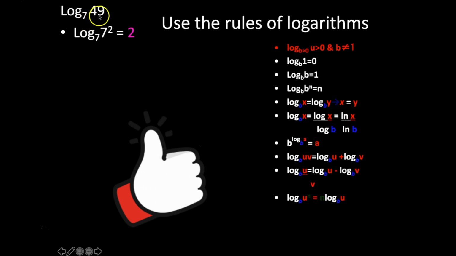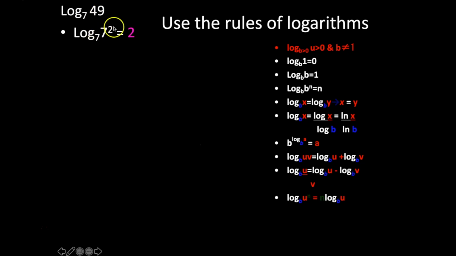Here's a log base 7 of 49. Well, you may not have any idea what that is, but do you know that 49 can be written in base 7? It's 7 squared. If that's true, log base 7 of 7 to the second is going to equal, right here, this is the formula, log base b of b to the n is n. So the answer is 2. We're going to try a lot of these.